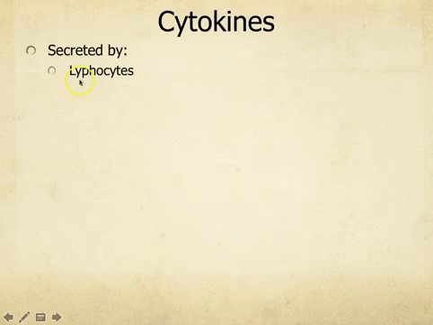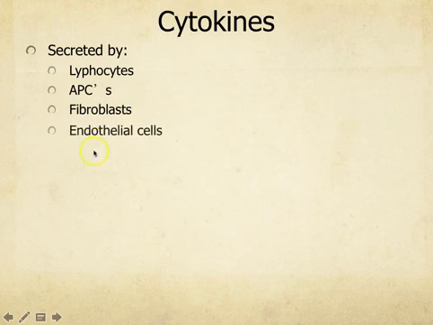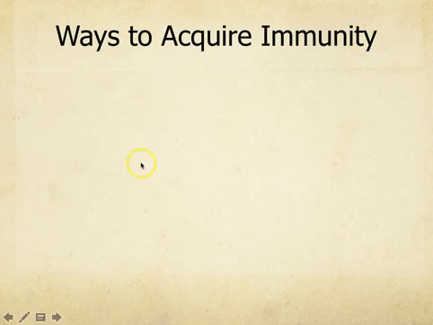Okay. Oh, that should say lymphocyte. It's a typo. The M is missing. So those T cells and some B cells will produce the cytokines. APCs, those are antigen-presenting cells. Fibroblasts, endothelial cells, monocytes, hepatocytes, kidney cells, lots of different cells secrete cytokines.